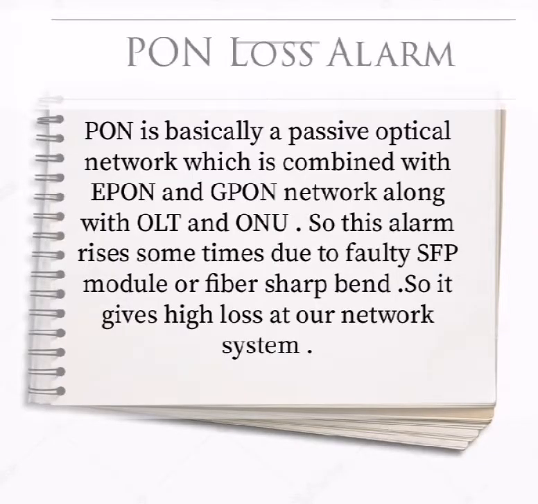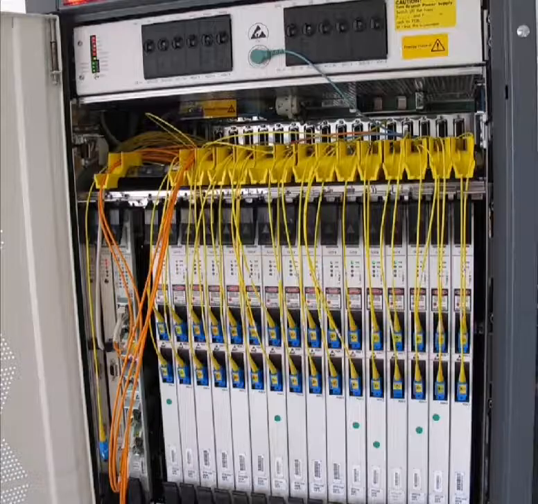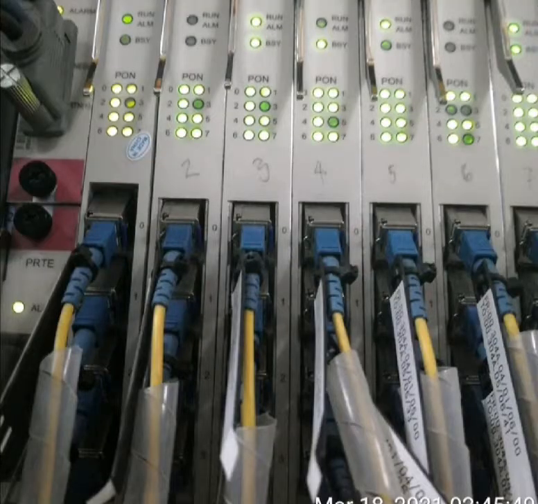Next one is passive optical network loss alarm, which is due to faulty SFP module or fiber sharp bend. So due to these two reasons, we are getting high losses at our OLT or splitter, as this is shown as OLT, which is connected with optical network unit, and these are our PON ports from 0 to 7, and this is connected with our splitter. If we are getting high loss, we check it one by one.